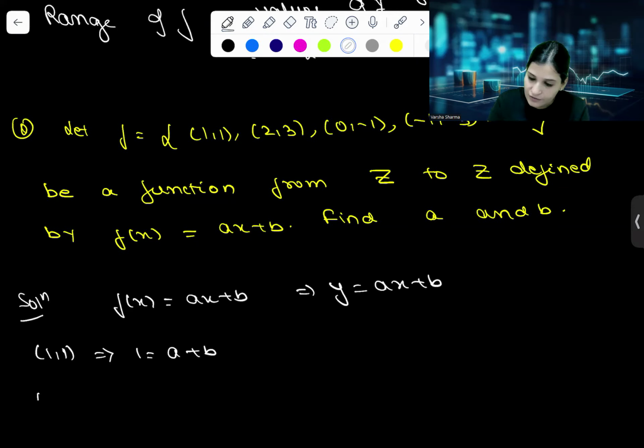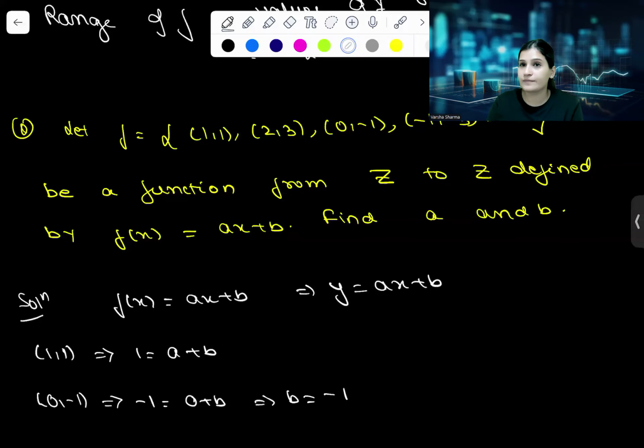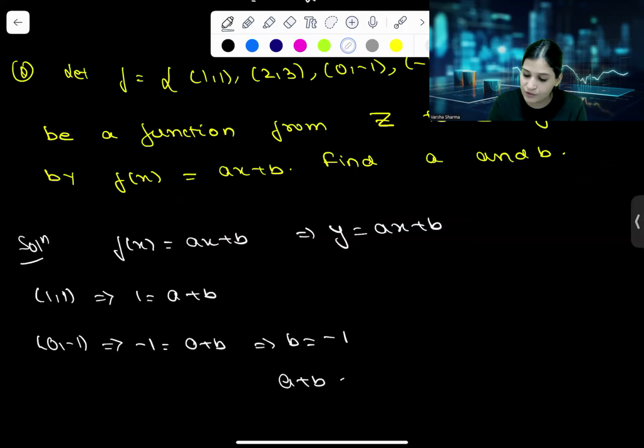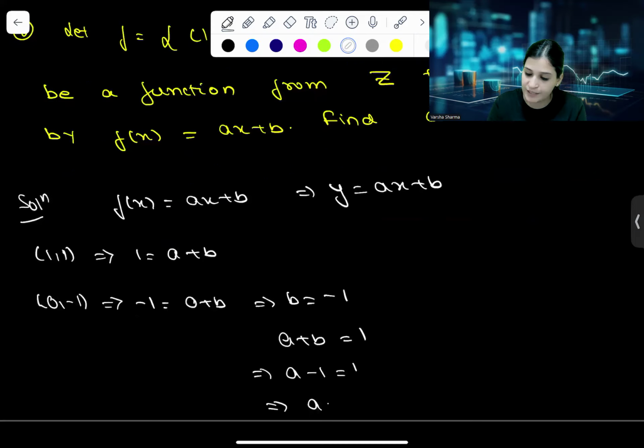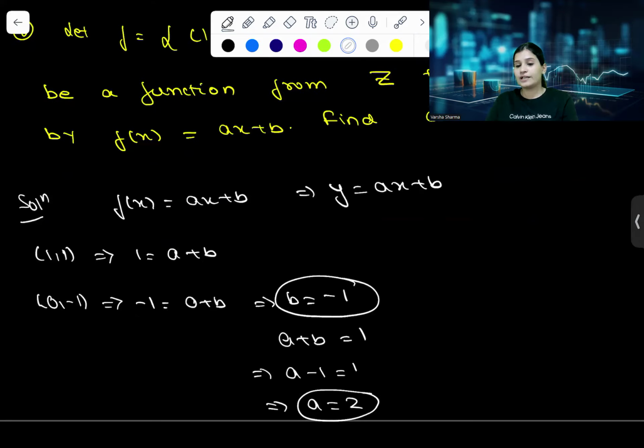When I have the pair 0, minus 1, instead of x, I will put 0, and instead of f of x or y, I will put minus 1. So minus 1 equals 0 plus b. So b is equal to minus 1. A plus b was 1, so a minus 1 is 1, so a will be 2. This is what we wanted. We wanted to find a and b, and we got a and b. Yes or no? Yes, it's the same question as in relations.